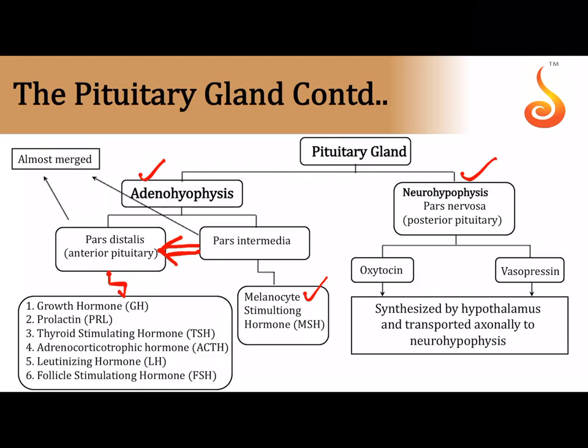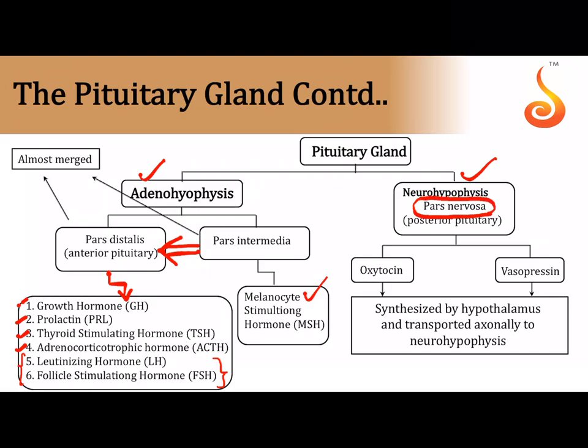Otherwise you have the hormones secreted by the pars distalis, which include growth hormone, prolactin, TSH or thyroid stimulating hormone, ACTH or adrenocorticotropic hormone, and the last two hormones, which are called LH and FSH, collectively called gonadotropins. They are called gonadotropins because they have a tropic, meaning a stimulatory effect on the gonads, that is the testis and the ovary.